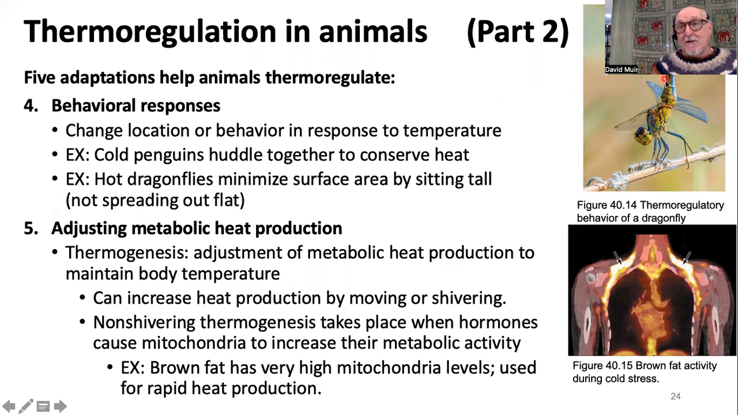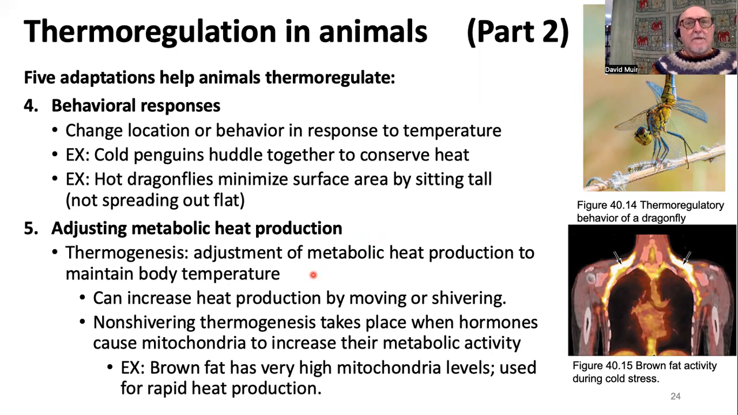Under cooler conditions, what they will do is they will lie flat against a surface to prevent loss of heat. But by far the most important mechanism is actually to generate heat under various conditions and to control the generation of heat. So what animal organisms are able to do is adjust their metabolic heat production.